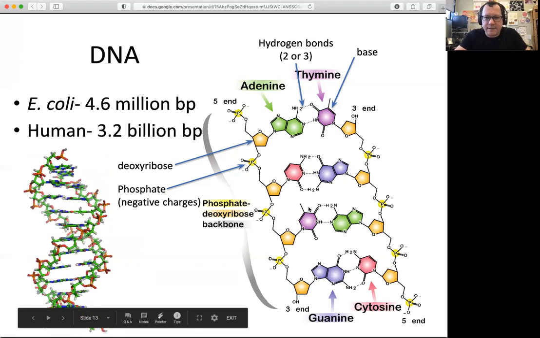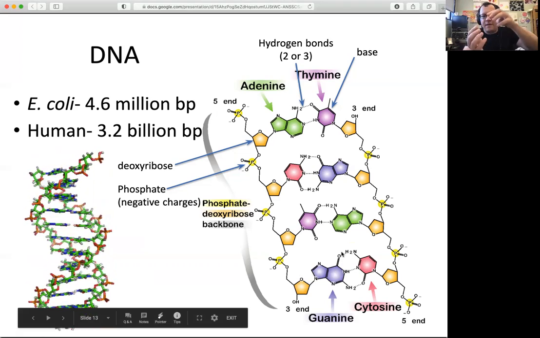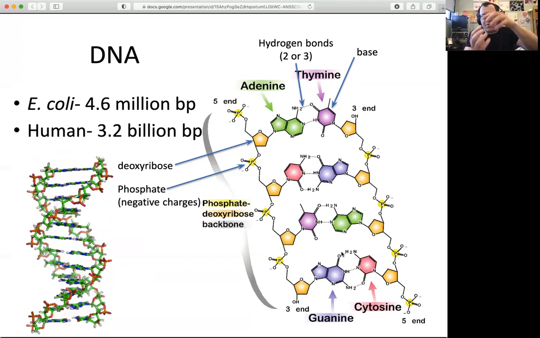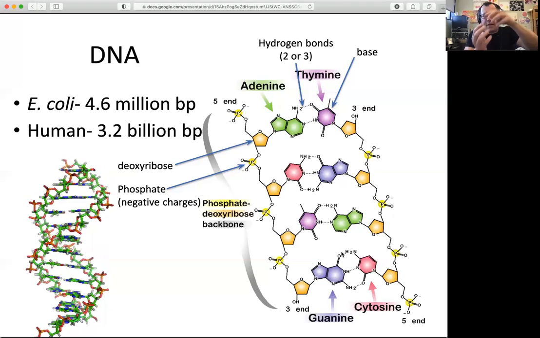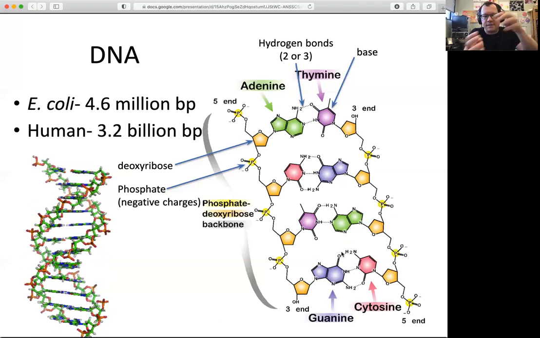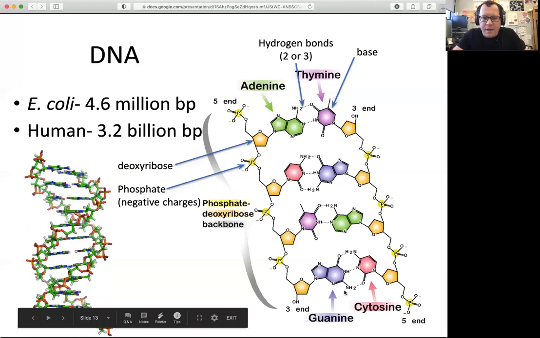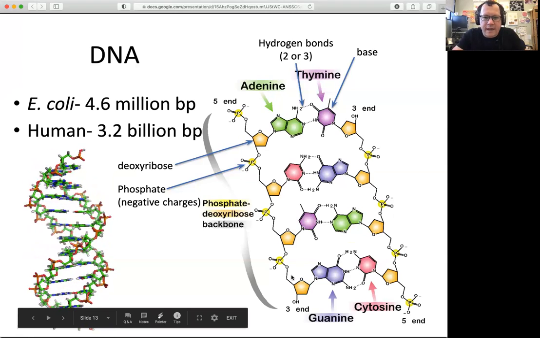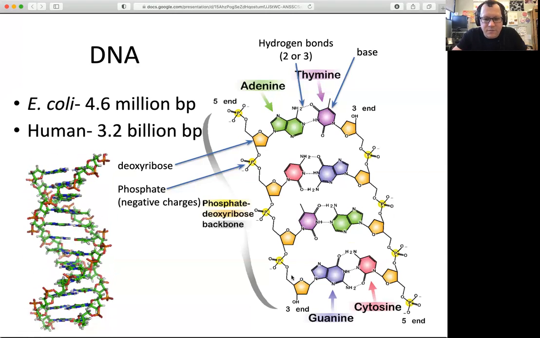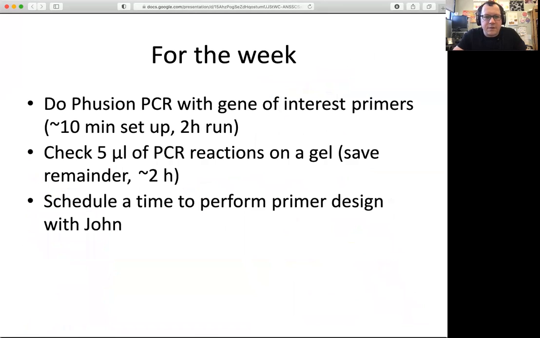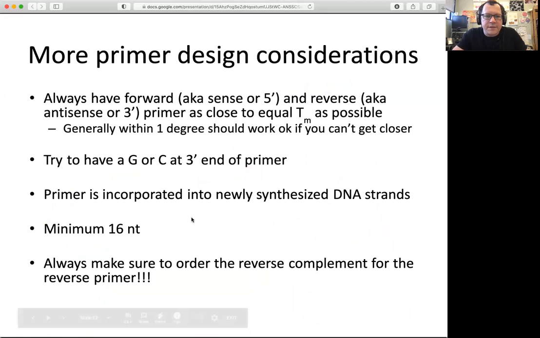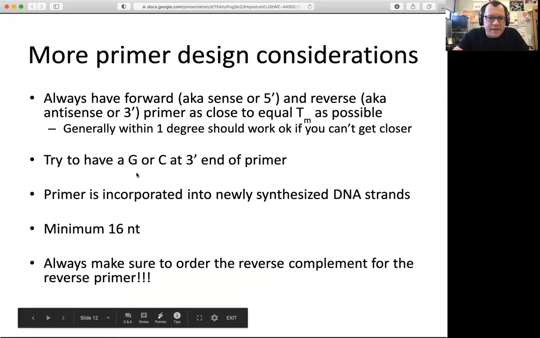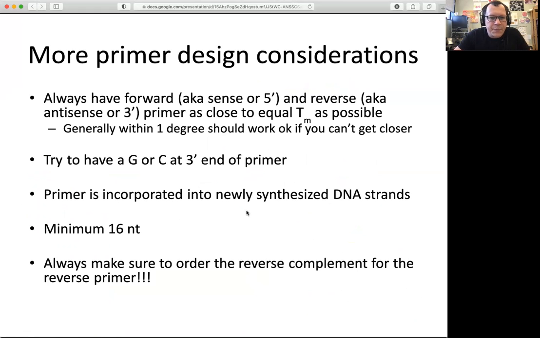If we have a bunch of A's and T's at the 3' end, then the 3' end of the primer can kind of fall apart a little bit, and it destabilizes that situation. It makes it a little bit harder for the Taq to hop on it. It'll still work, but it's a little bit less reliable. So I generally advise having G's or C's at the 3' end of the primer.